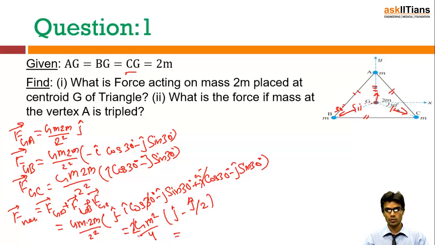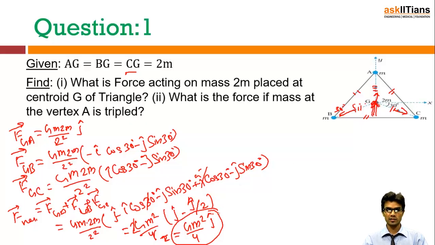Cancel 2, and it will be Gm square by 4a square j cap, since this will give j by 2. So this is the final resultant force acting at G. So net force at G will be in the upward direction, along j cap, and the magnitude is Gm square by 4a square.